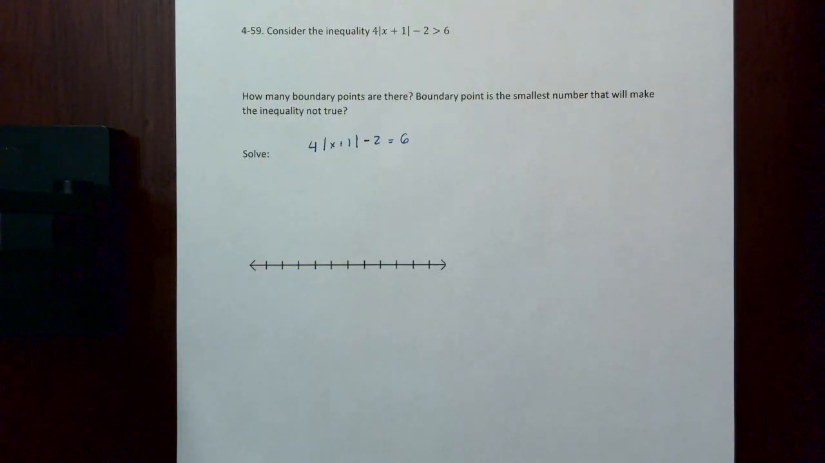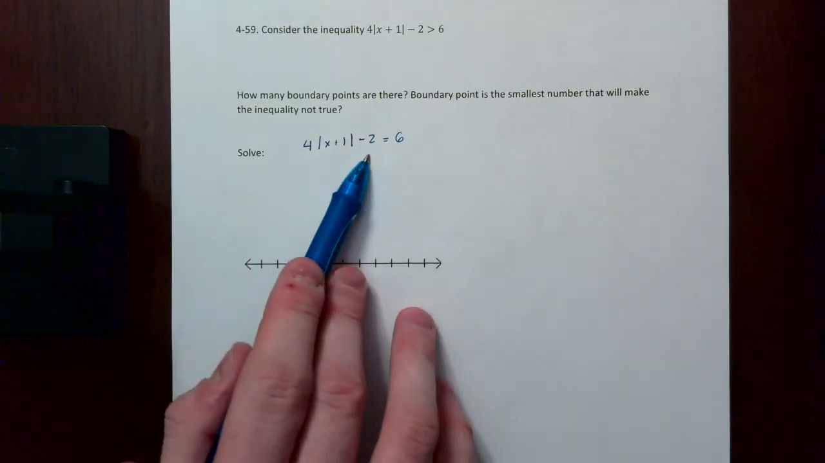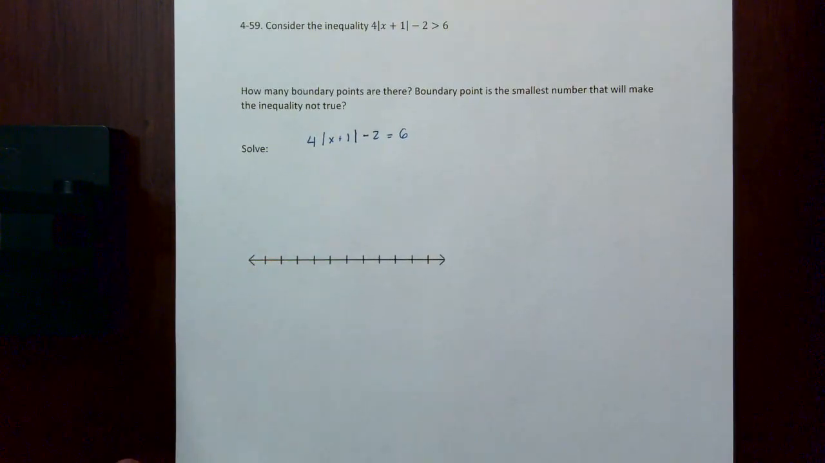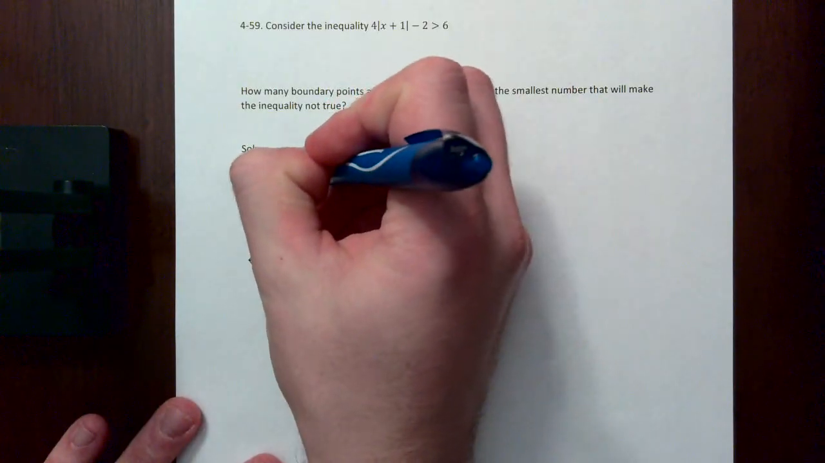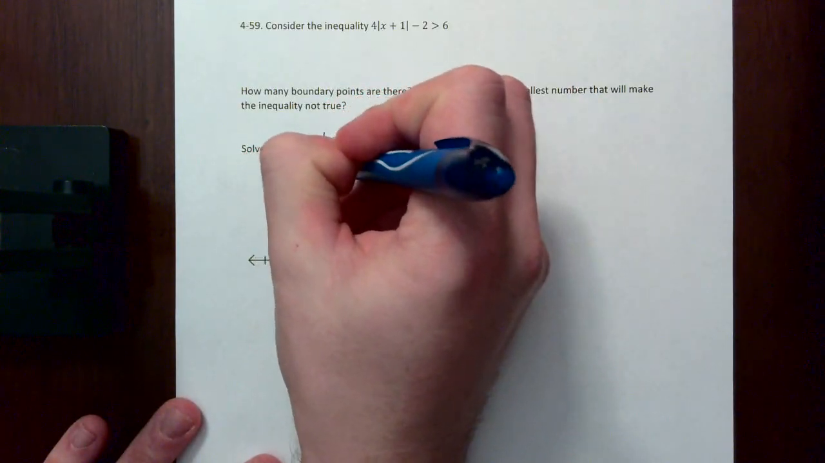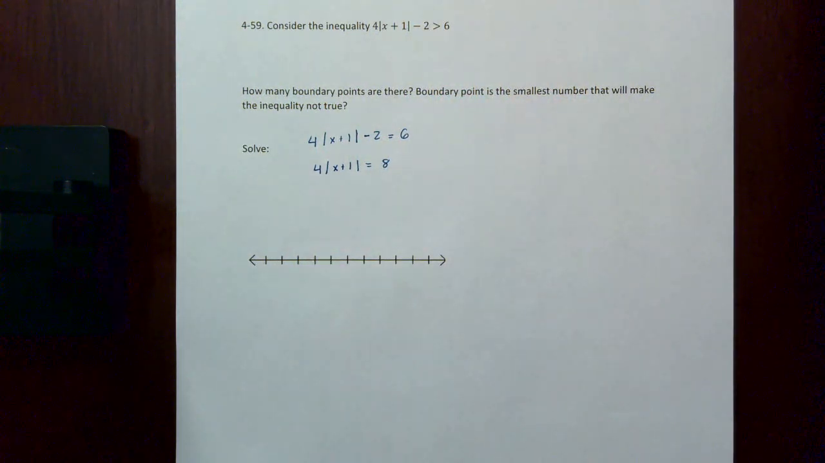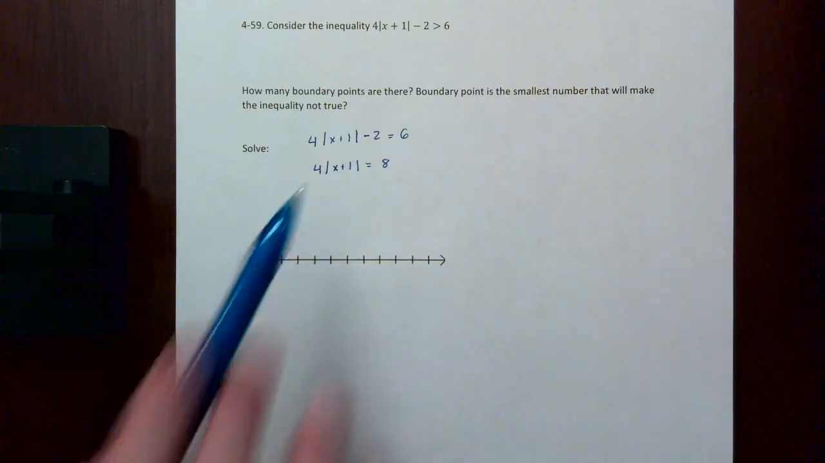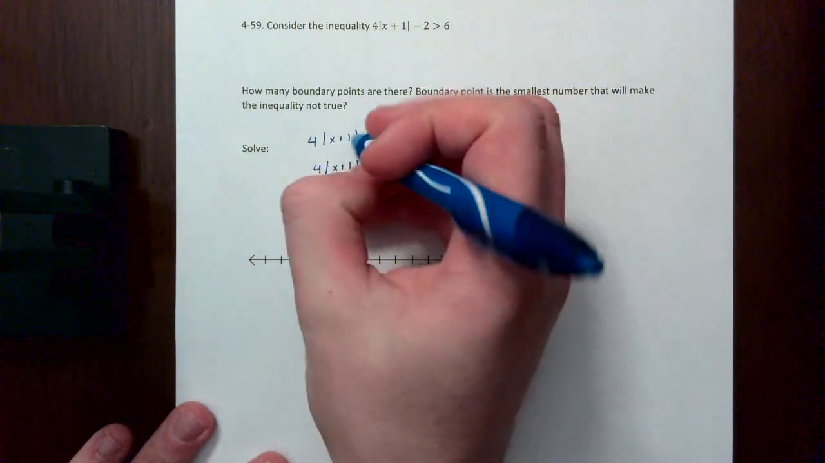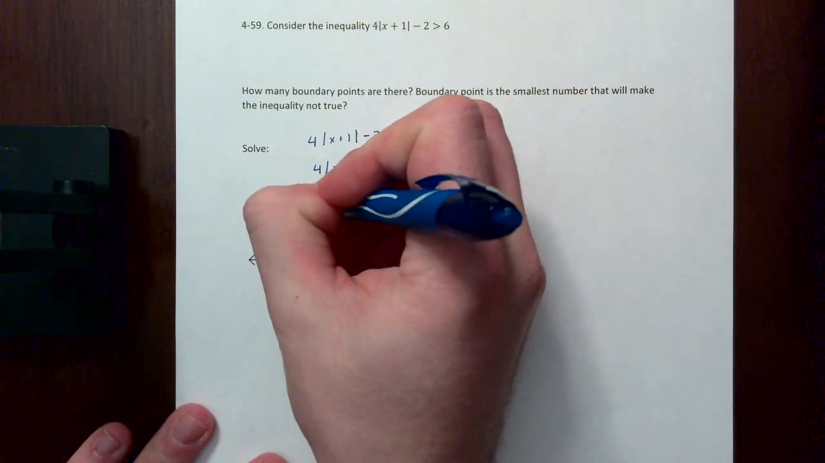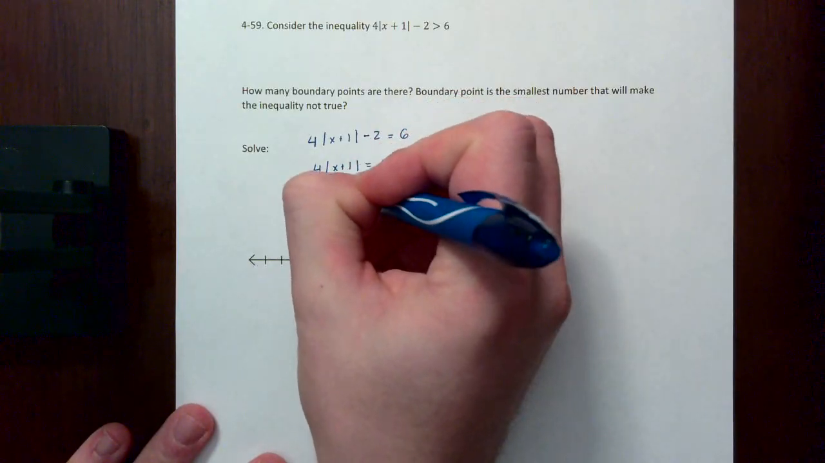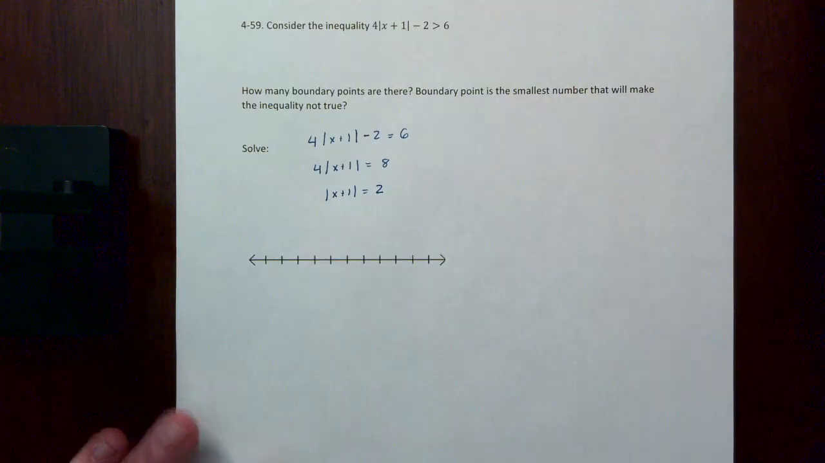So therefore, first thing I'm going to do with solving the absolute value, I'm going to get rid of that negative 2 there. I'm going to do the opposite and undo it by adding 2. So I'm going to have 4 times the absolute value of x plus 1 is equal to the value of 8. Next thing I'm going to do is divide by the value of 4. Everything's being multiplied by 4, so I'm going to divide by 4 on both sides. So I get the absolute value of x plus 1 is equal to the value of 2.